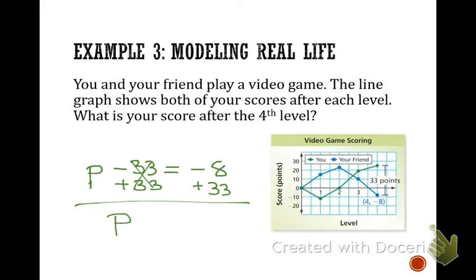So your points, what's negative 8 plus 33? You have 25 points. On the graph, does that roughly make sense? Look at the values that it's between, right? It's halfway between 20 and 30. So you have 25 points, okay? And you could label it PTS, points.